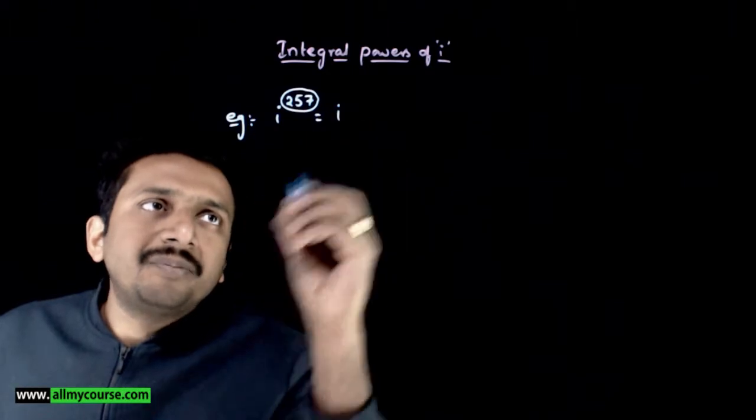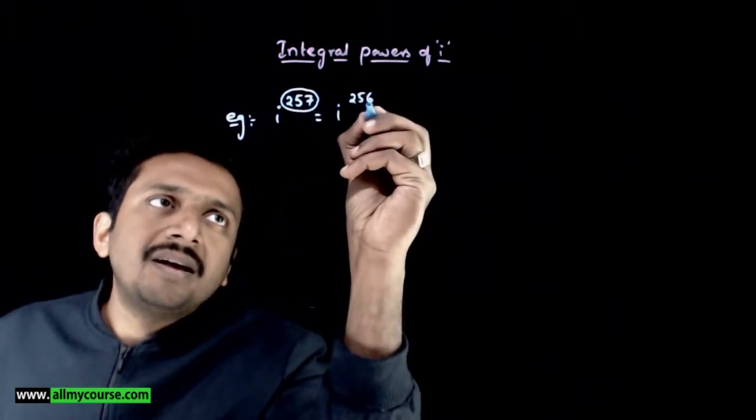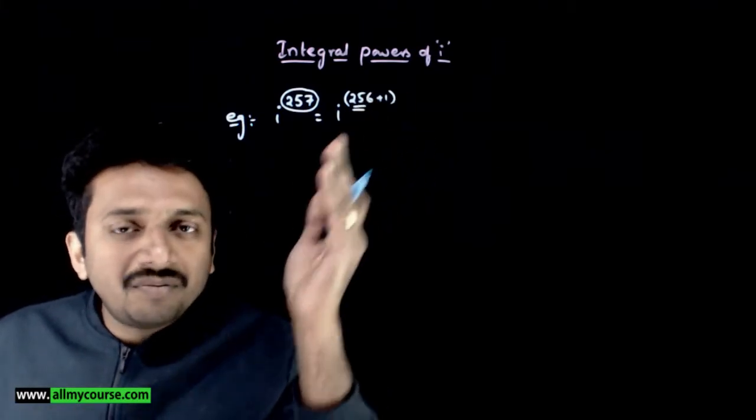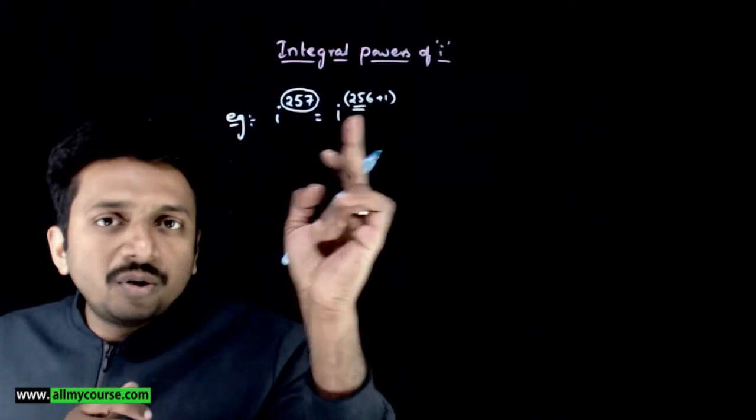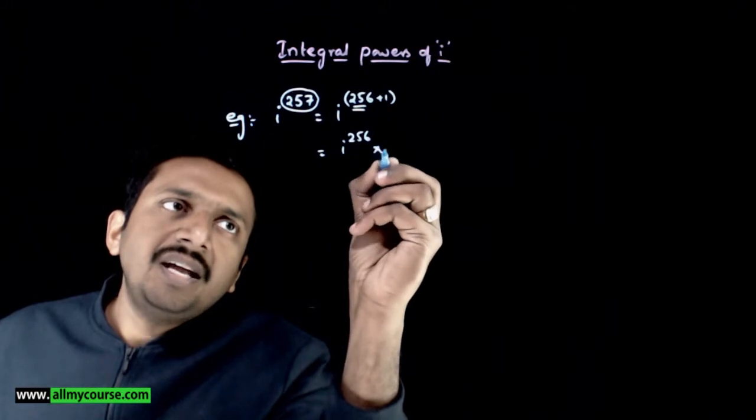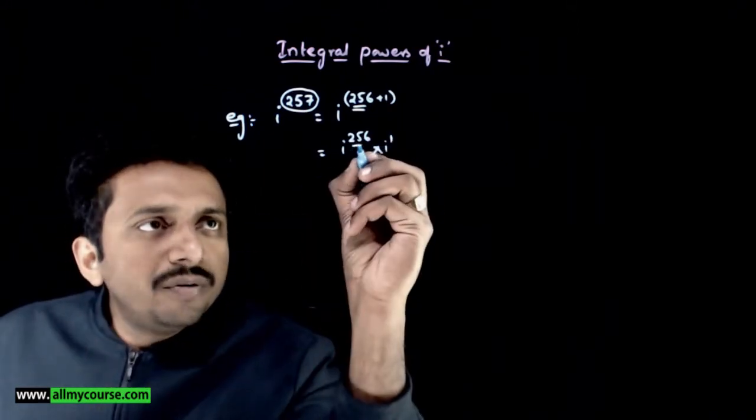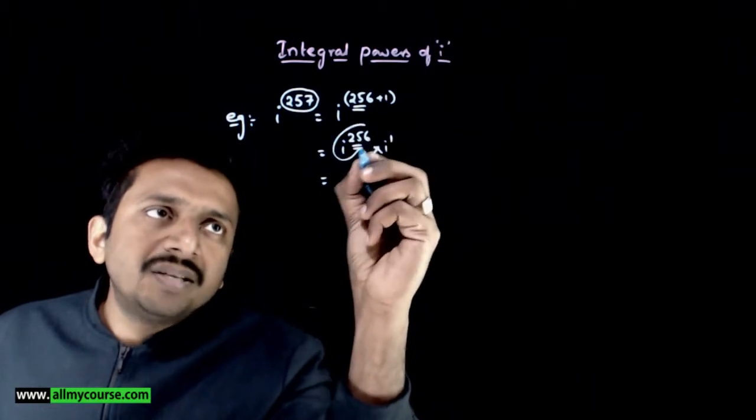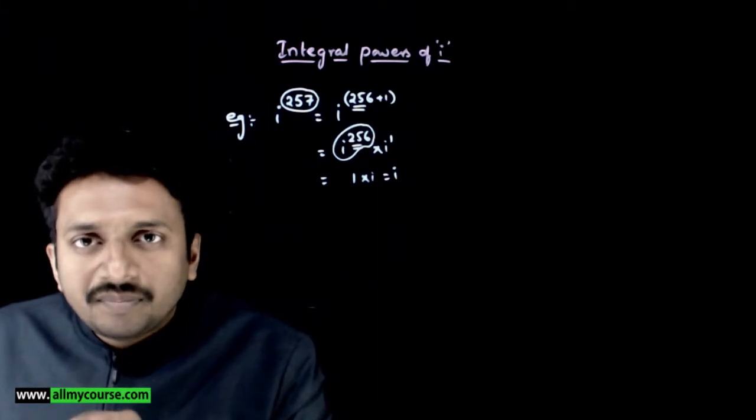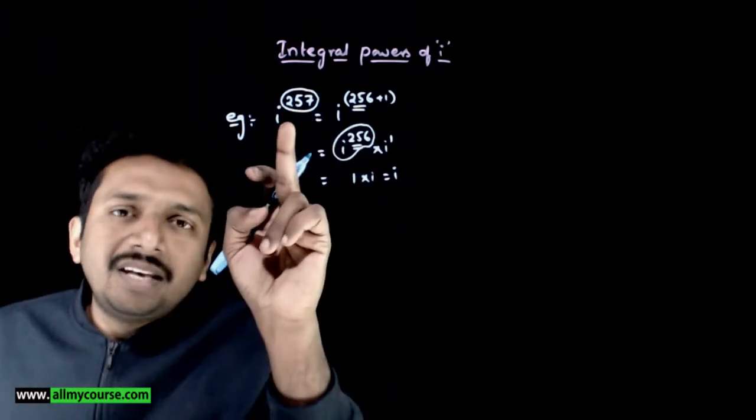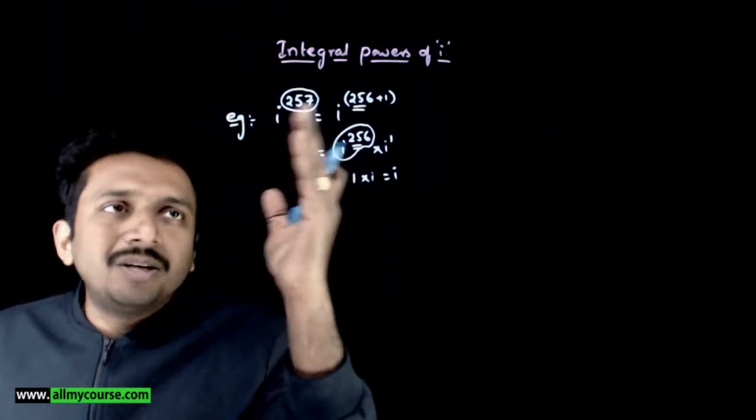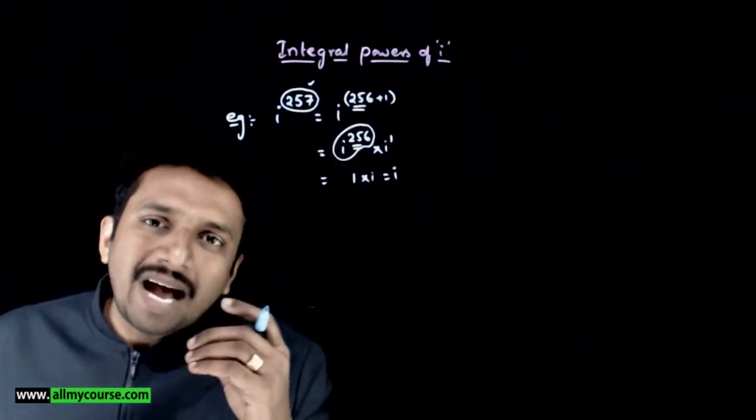So this is i power 256 plus 1. What I'm doing is separating the part of the number which is a multiple of 4. So i power 256 plus 1 is equal to i power 256 into i power 1. Because 256 is a multiple of 4, i power 256 becomes 1, and 1 into i is i. So this is how you simplify i power 257. Effectively, what you need to remember is you can take as many 4s as possible from the power. The answer does not change.